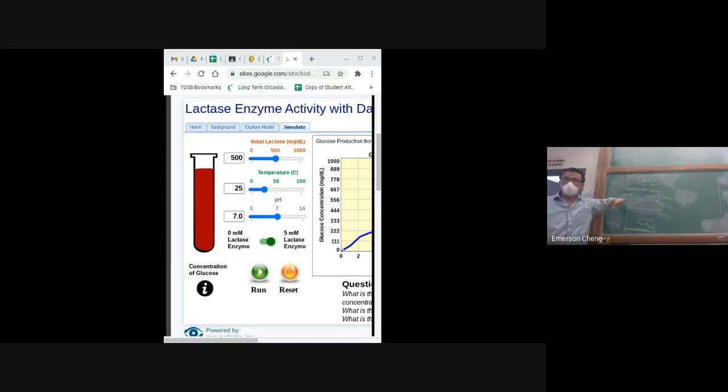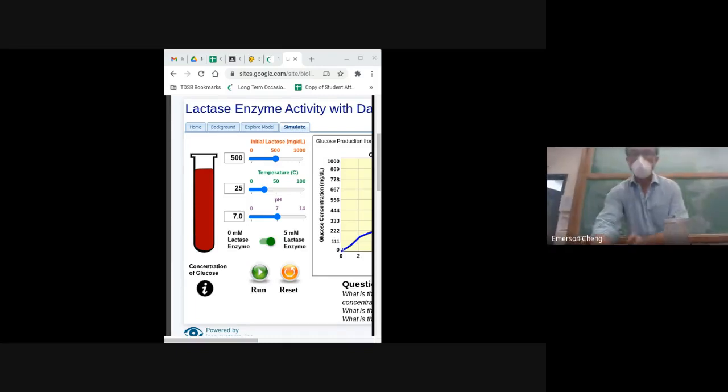Good? Let me write that down. Plateau, because same initial lactose concentration. I don't know whether you guys can see that.